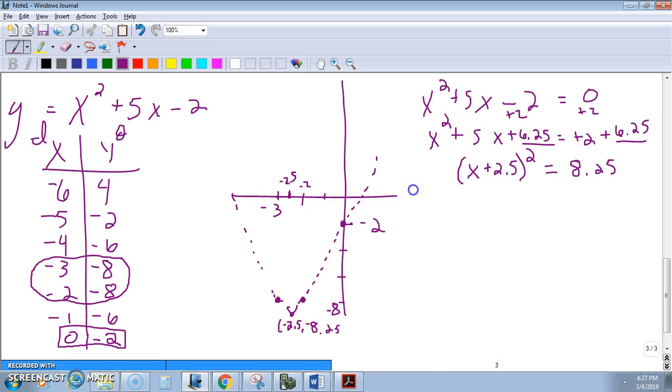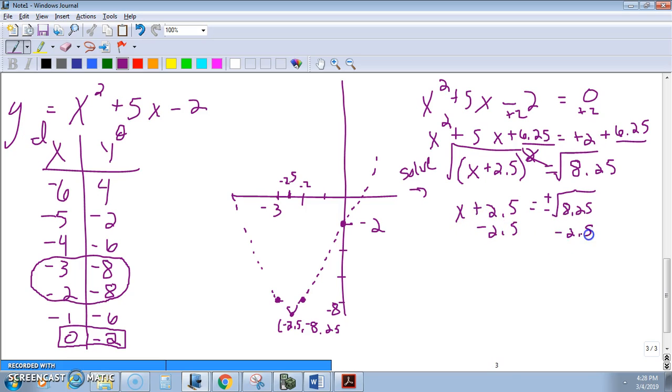Okay, here we're going to solve. We have to take the square root of both sides. And that's x plus 2.5 over here. All that happens when I take the square root of this side is we get rid of that 2 as the exponent. And I know 8.25 is not a perfect square, so I'm not ready to solve for it yet. I'm just going to put plus or minus the square root of 8.25. Then minus 2.5 from both sides. And we have two answers.